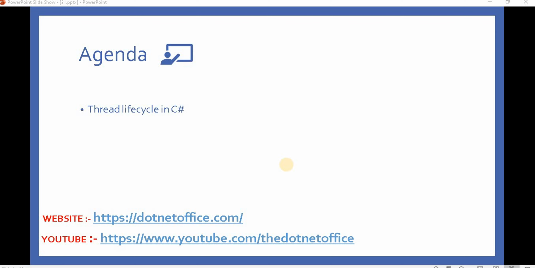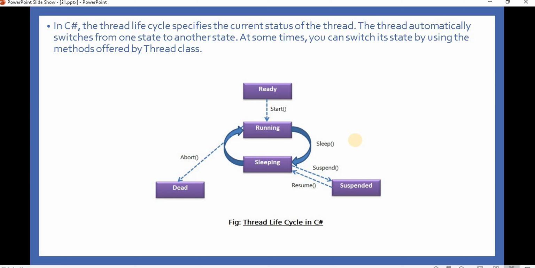In this video, we will discuss the thread life cycle in C#. So let's understand what the thread life cycle in C# is. The thread life cycle specifies the current status of the thread. The thread automatically switches from one state to another at the same time. You can switch its state by using the methods offered by the Thread class, and those methods we have even seen in the previous videos also.